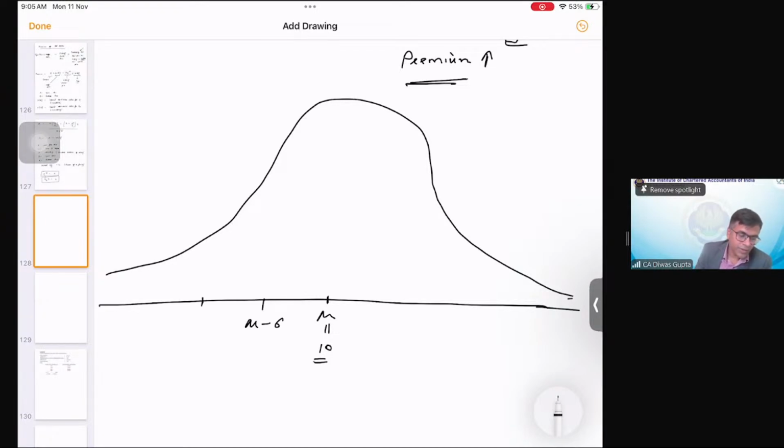So this is mean minus standard deviation. This is mean minus 2 times standard deviation. Then this will become mean minus 3 times standard deviation. Okay. And here it is mean plus standard deviation, mean plus 2 times standard deviation, mean plus 3 times standard deviation, like this. Okay.